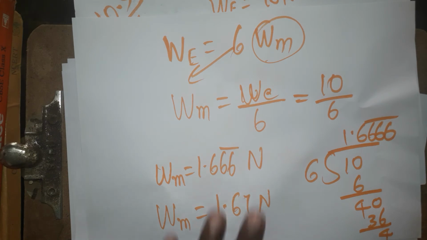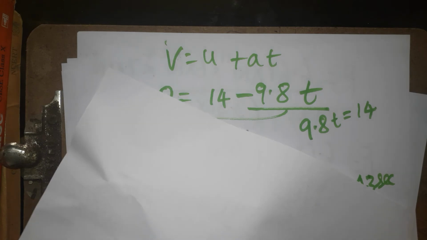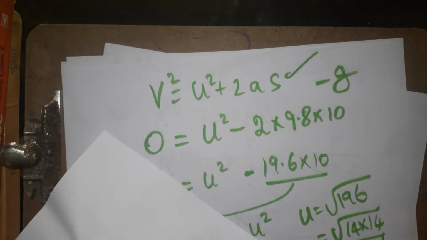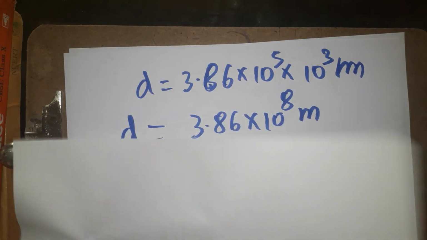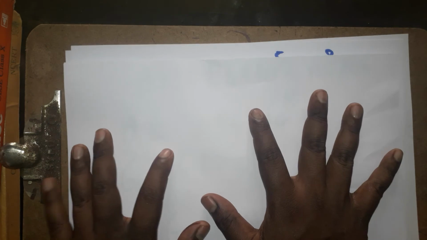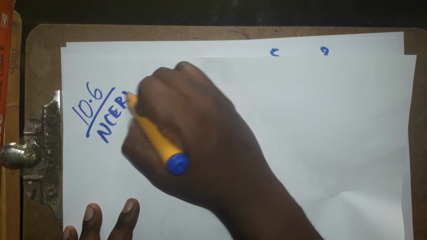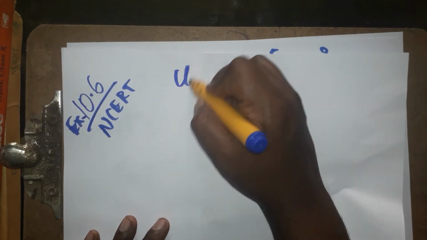Now I am going with the 10.6 problem. Next problem from gravitation, just a minute. 10.6. Okay, they are given a block. So it's NCERT example problem 10.6, physics class 9.